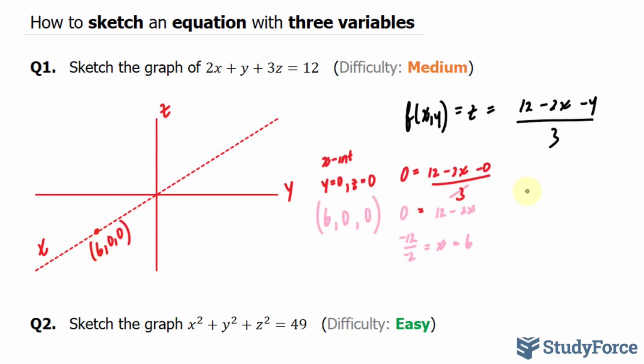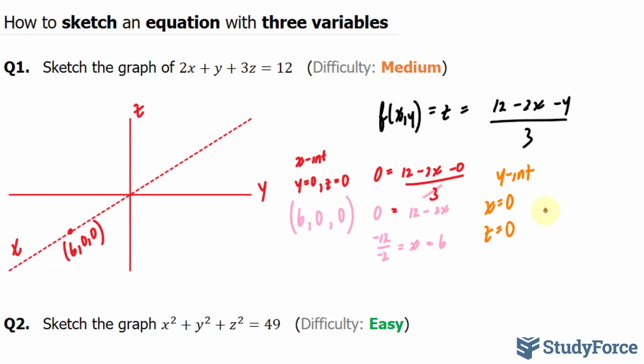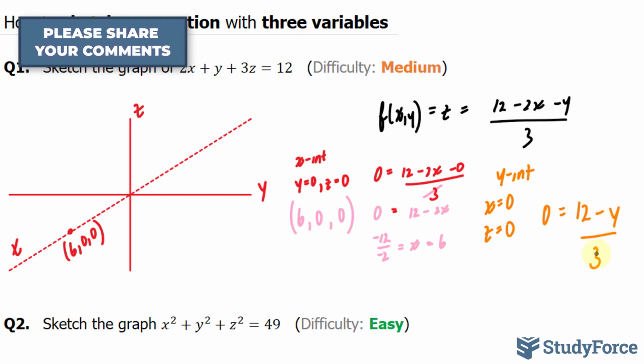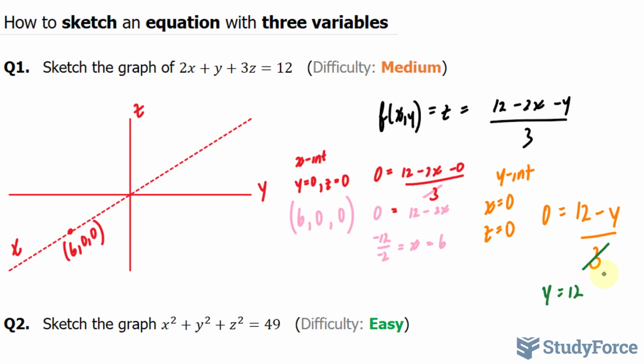Next, I'll try to find my y-intercept. And to do that, I'll set x equal to 0 and z equal to 0. So once again, 0 is equal to 12 minus 2 times 0 is nothing, minus y, over 3. Clearing the denominators gets rid of this 3. And therefore, I have y is equal to 12. So I have another point at 0, 12, and 0. This means that it will be somewhere here.